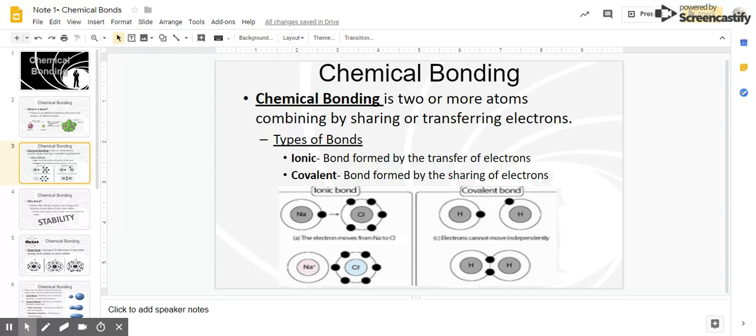Covalent bonds form from sharing electrons. So here we have two hydrogen atoms, both with an electron in their outer ring, and they're going to share those two electrons, and that sharing of electrons forms the chemical bond.